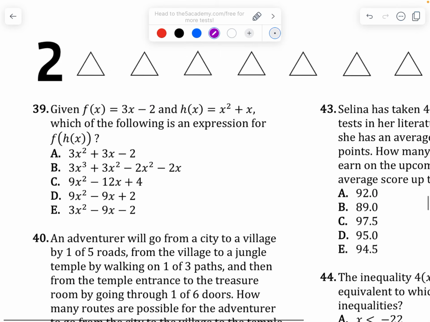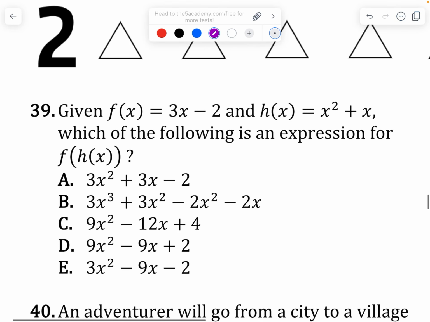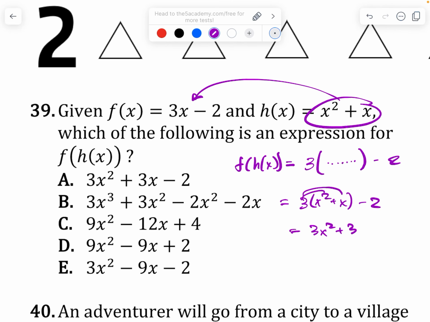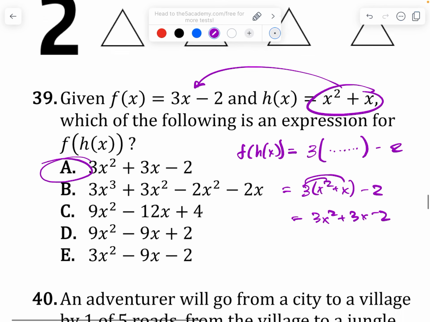Given f of x equals this, and h of x equals x squared plus x, which of the following is an expression for f of h of x? So f of h of x is going to be where we just plug h of x into the x value of f. Okay, so 3 times something minus 2 is equal to 3 times x squared plus x minus 2. 3x squared, we're going to distribute that, plus 3x minus 2. Is answer option A.